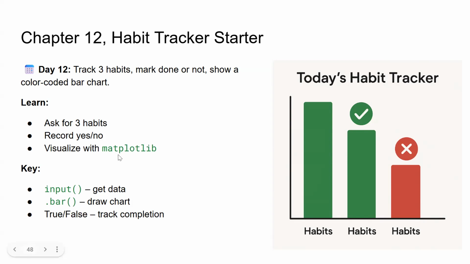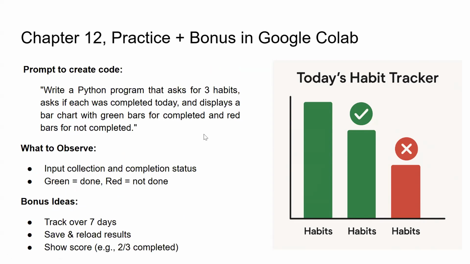You learned what you can call the matplotlib library before as well. You can use other types of libraries as well. So the input, get data, the bar is the draw, as you can see here, and true or false track completion. So the idea is to give it a prompt, like write Python code that asks for three habits. So I have to be very specific, right? Very clear.